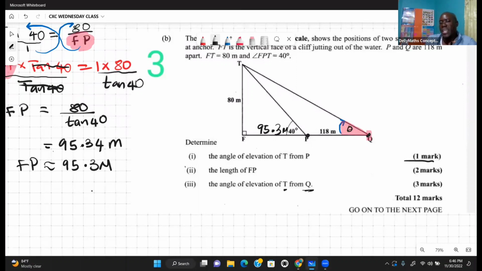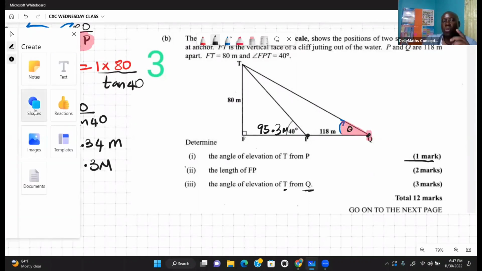P to Q is 118. F to P is 95.3. So what are you going to do with it? Look this. What you want to do with both, sir? Add the 118 plus the 95.3. Exactly. All right. So let me put exactly. That sounds very good now.